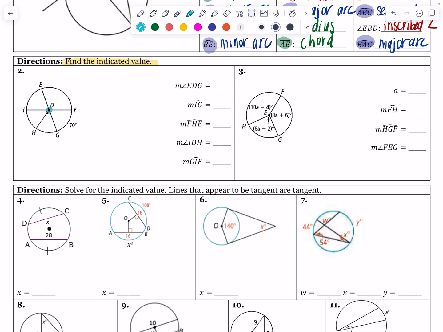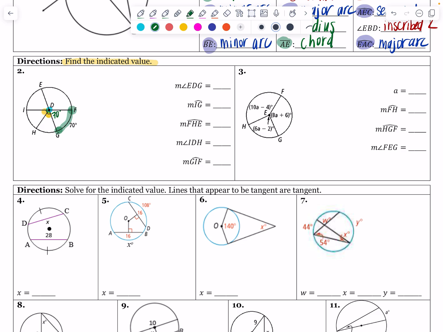So remember that those are going to be congruent, meaning that if this arc is 70 from F to G, that means that this central angle also has to be 70. Okay. What else do we notice? We notice that we have two angles marked as congruent. So these two are marked as congruent.